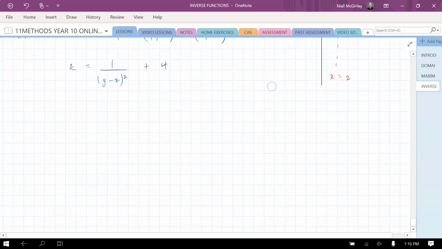So once we swap the x and the y, we're going to make y the subject. So the first thing that I want to do is take away this 4. So it's x minus 4 is equal to 1 over y minus 2 squared.